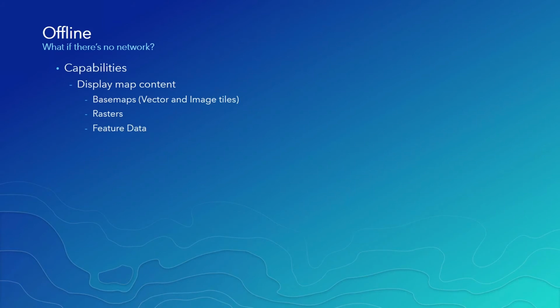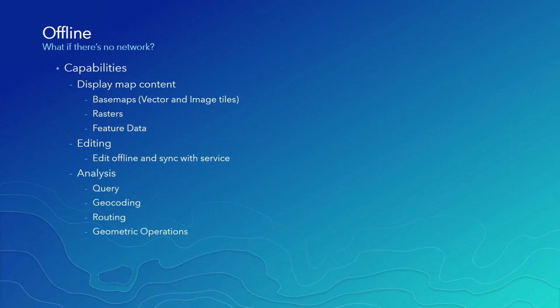You can, of course, display map content. That includes base map data, so that could be pre-baked vector and image tiles. You can display raster data. You can display feature data as well. You can also perform editing in an offline manner. Now, this does need to be backed by a service, but you can essentially take data offline, disconnect from the network, edit it offline, and then sync those changes back with the service.